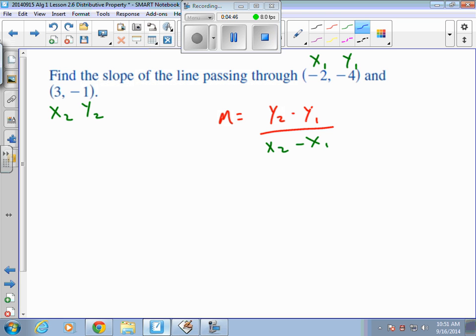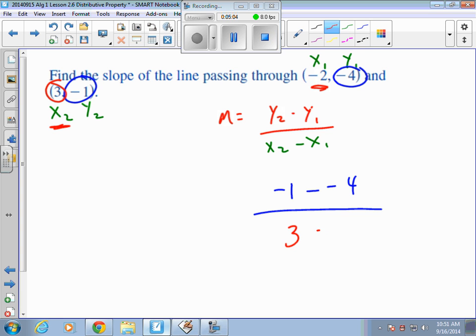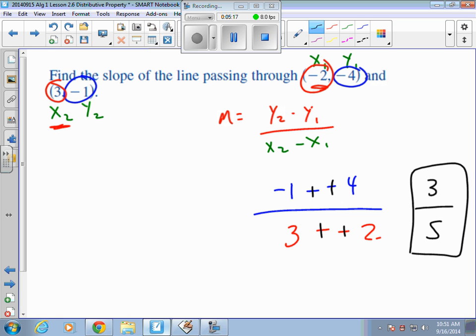Y sub 2 is this number right here, -1, minus y sub 1 is that number there, -4, minus a negative. There we go right there. X sub 2's value is this one here. Make sure you go to the same one again. Otherwise, don't do like I just tried to do. You'll mess it up. 3 minus x sub 1's value, which is negative 2. Again, minus a negative. So we have negative 1 plus 4 is going to be positive 3. And 3 plus 2 is going to be 5. You should have 3/5 for the slope.